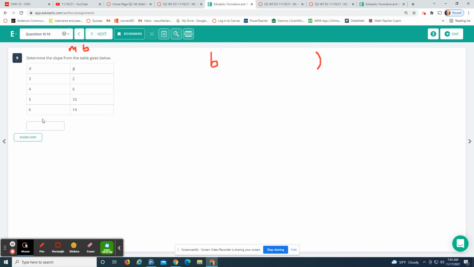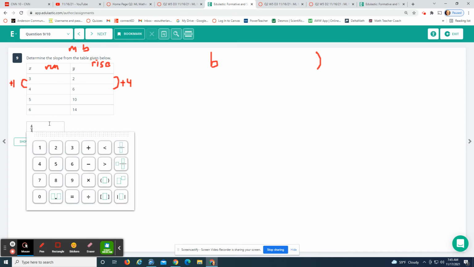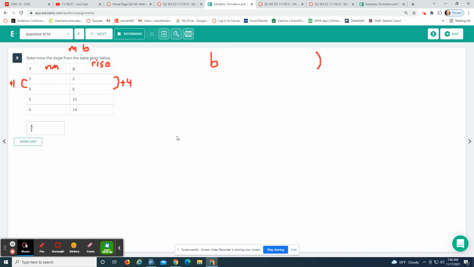For this one, it just wants you to give the slope. So what's the change from here to here? Plus 4. What's the change from here to here? Plus 1. So again, rise is the y. It'd be 4 over 1. Very good. And so this would be 4 over 1. You also could just type this as 4.